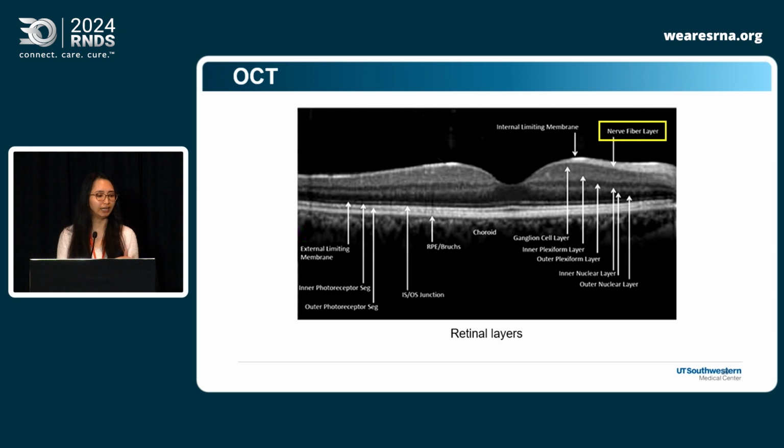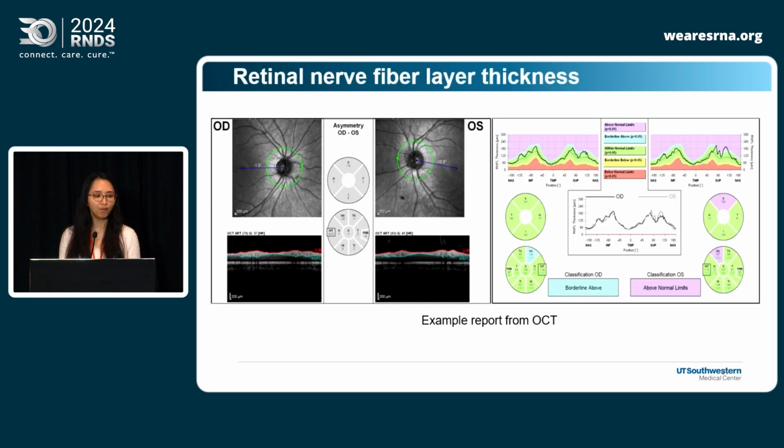This shows the different retinal layers that the OCT can capture. And really, we're focusing on the nerve fiber layer, which, in optic neuritis or inflammation of the optic nerve, can thin over time. The OCT gives a report, and this is an example of the report. It gives a quantitative value of the retinal nerve fiber thickness.